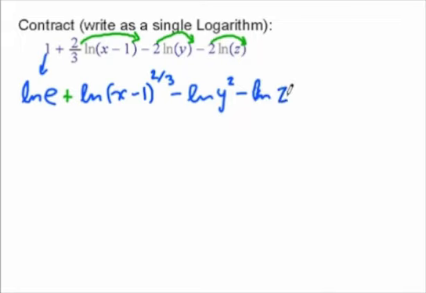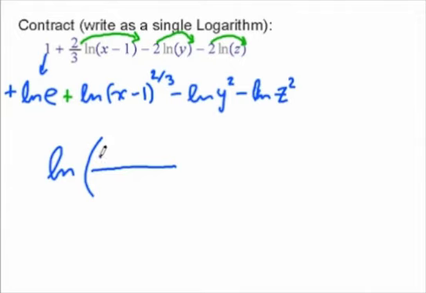Now, like the expansion, things that were on top were positive, things that go on the bottom would become negative. Plus, we're going to write this as a single logarithm. So we're going to have ln of something, and since there's positive and negatives, I know there's going to be a top and I know there's going to be a bottom. So in the top are going to go the positive terms, which would be this ln of e and this ln of x minus 1 to the 2/3. In the bottom are going to be the 2 negative ones, y squared and z squared.